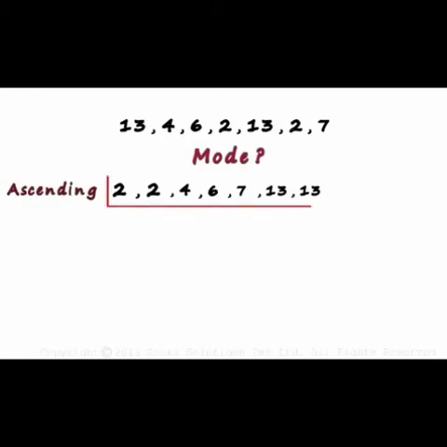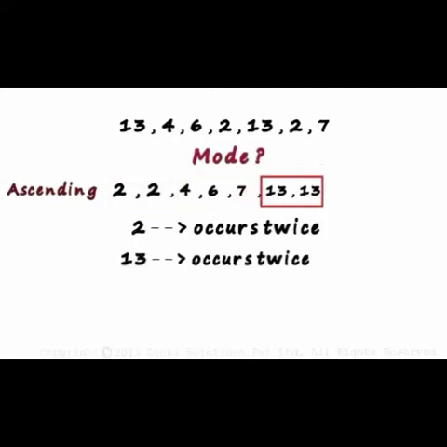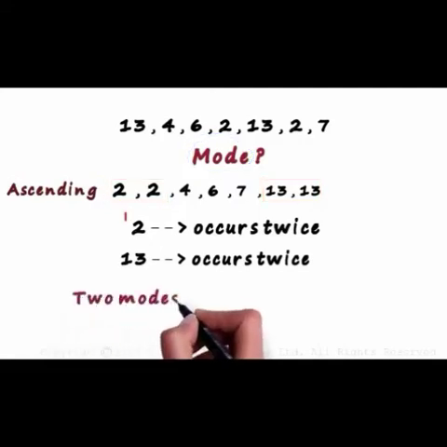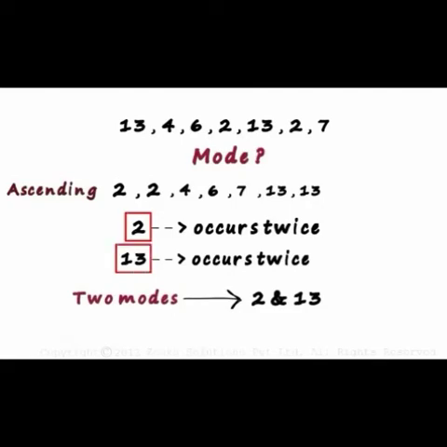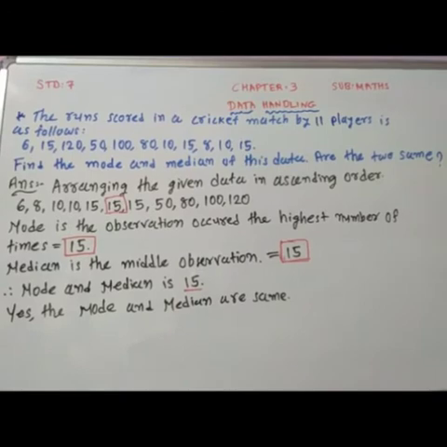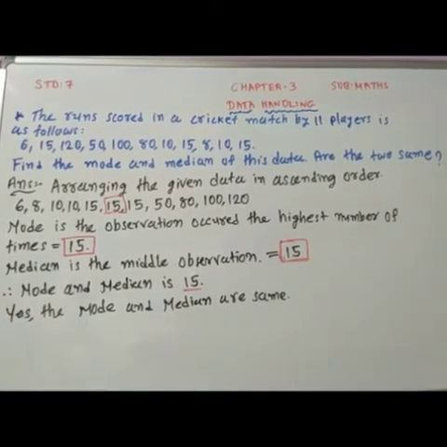From these numbers, we can see that 2 occurs twice and 13 also occurs twice. So, we know that mode is the number that occurs most frequently in the given set of numbers. So, here 2 and 13 occur twice. So, here there are 2 modes, 2 and 13. In the last video, you have already learned what the mode and median are.